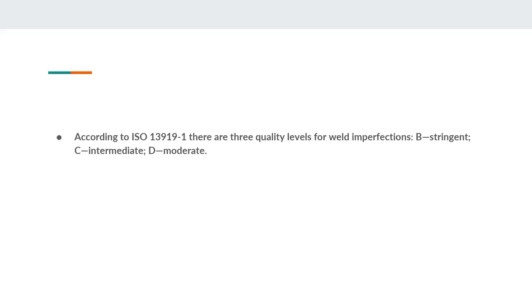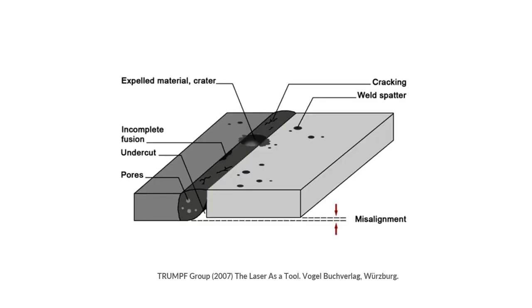First of all, let us look at the diagram of the various forms of defects occurring during the laser beam welding process. Here we can see the pore formation, here the undercut defect, and here the incomplete fusion. This defect is the expelled material crater, this type is known as crack formation, and this is the weld splatter defect. And see, this dimension and this dimension are not the same, so we call this defect misalignment.